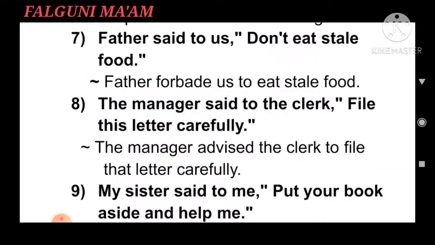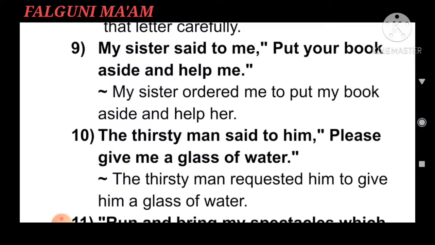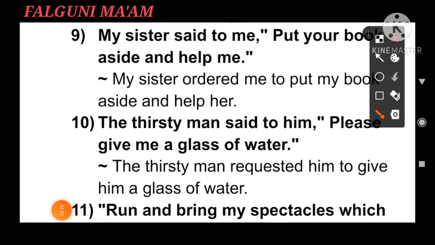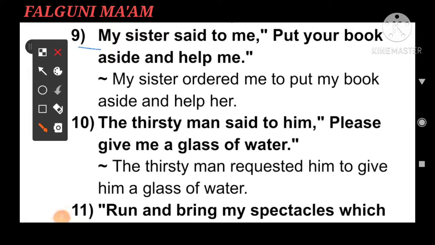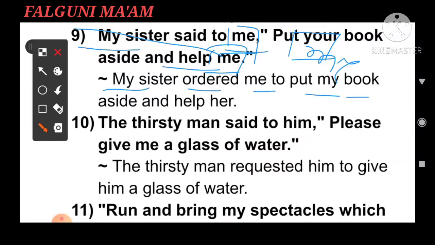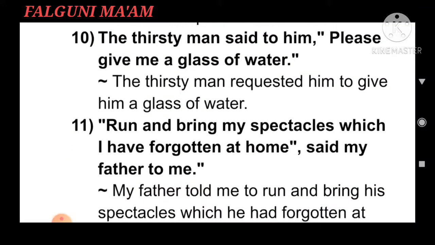Ninth one. My sister said to me, put your book aside and help me. So my sister is the speaker, me is the listener. Put your book. Whose book? Your. Your means for the listener, you, your. So here who is the listener? My. So your converts into my. And help me. Here this me is used for my sister, right? So my sister ordered me to put my book aside and help her. Because my sister is female.